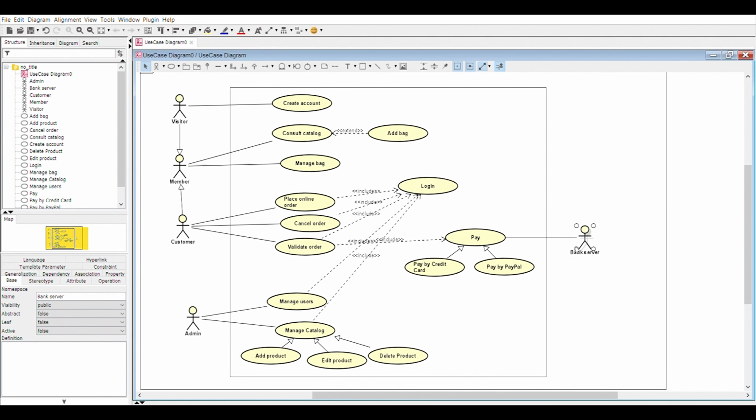And for the symbol, we can leave it as the primary actor symbol, or we can change it. For example, here we can add an icon like this, just to say that it's a system, it's not a human. Well, here is the use case diagram for our practical example.